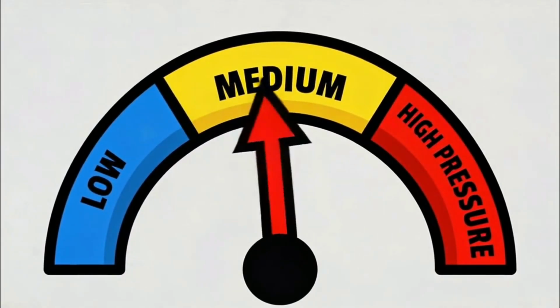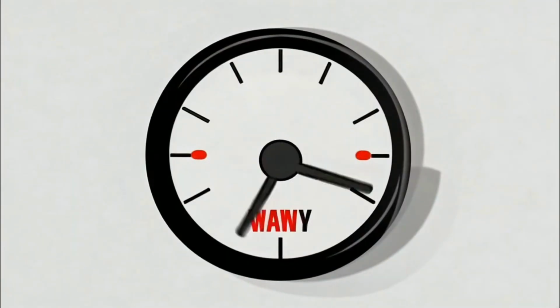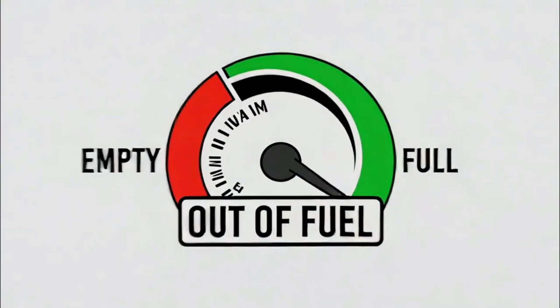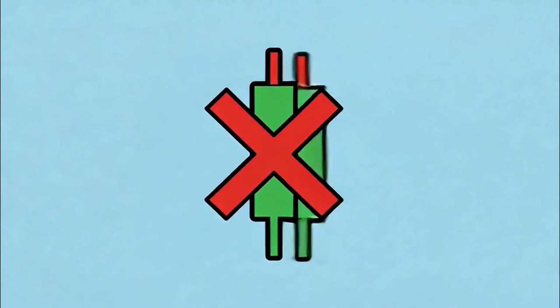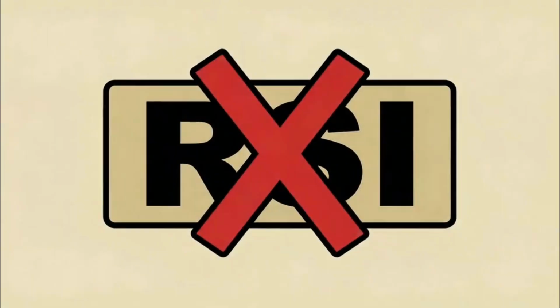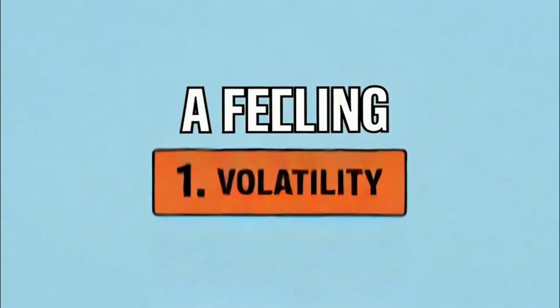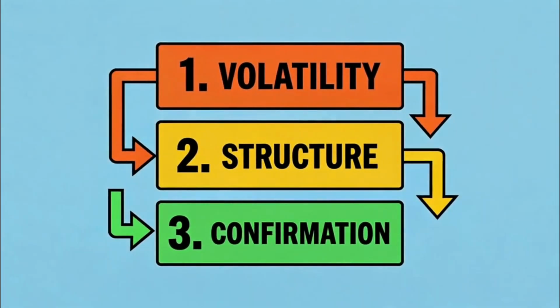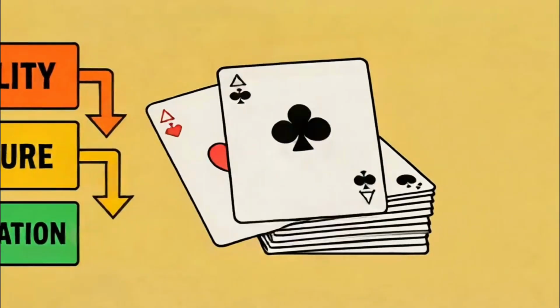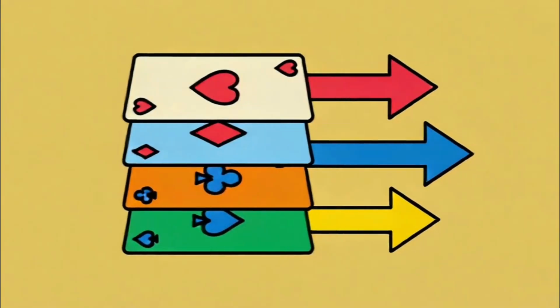Relative strength and order flow help show whether the move still has real pressure behind it or whether it is starting to run out of fuel. That is where the setup gets interesting. Not because one candle looked dramatic, not because RSI made you feel intelligent, and definitely not because you had a feeling. The goal is simple. Wait until volatility, structure, and confirmation all point to the same idea.